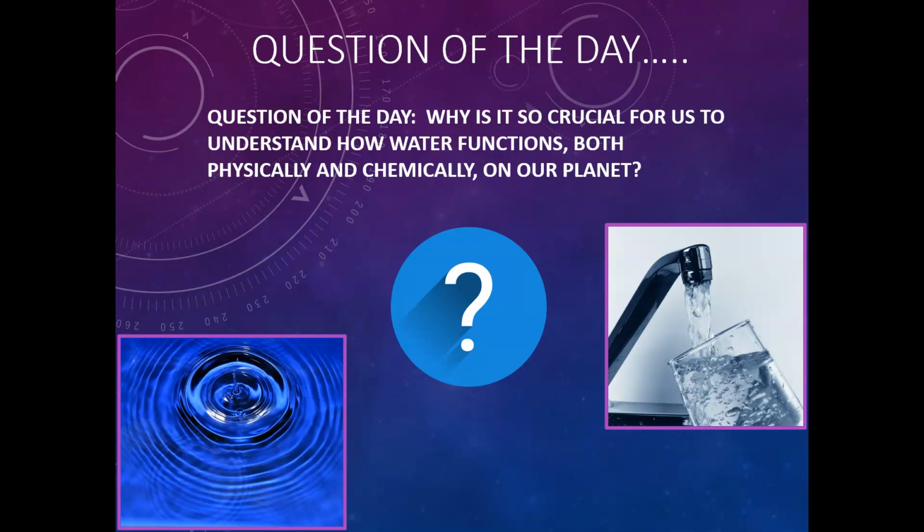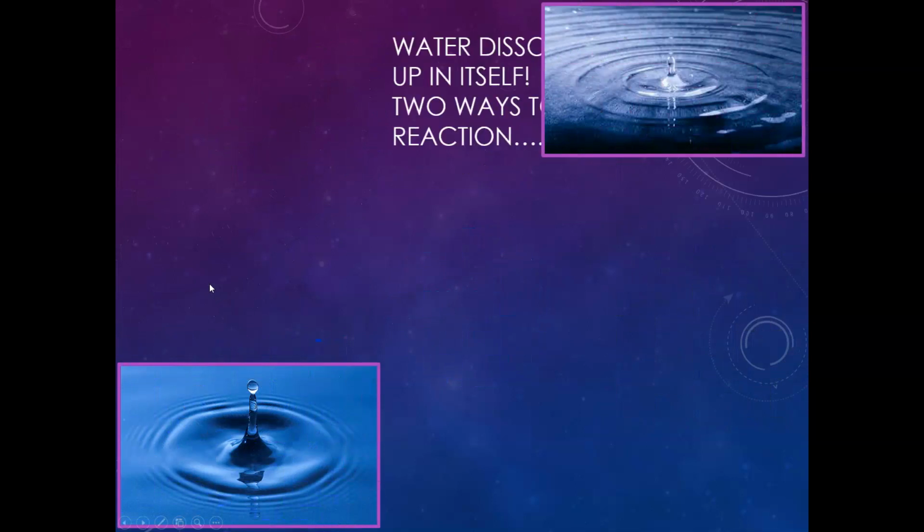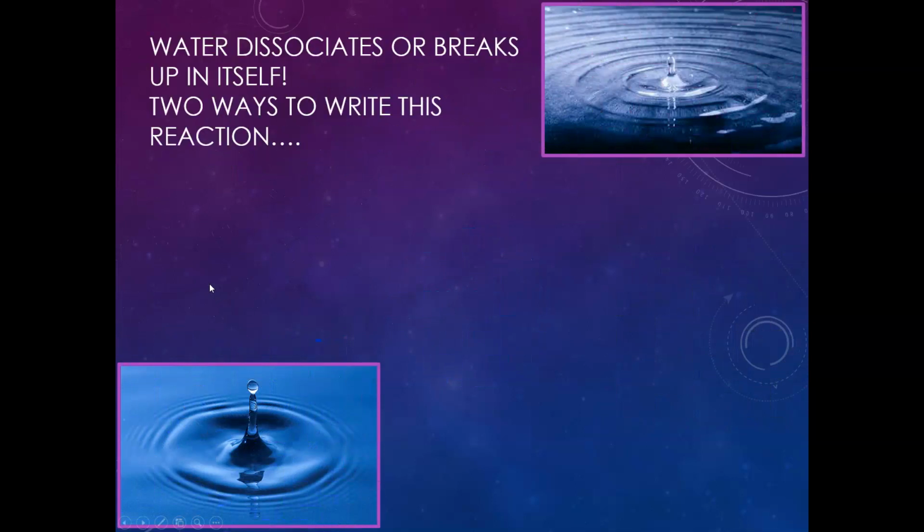So our question of the day is, why is it so crucial for us to understand how water functions, both physically and chemically, on our planet? When we look at water, it is going to break itself up, or disassociate, in a couple of different ways. The way we can write this reaction, the first one is that the hydrogen splits off, so we have a hydrogen ion and a hydroxide ion.